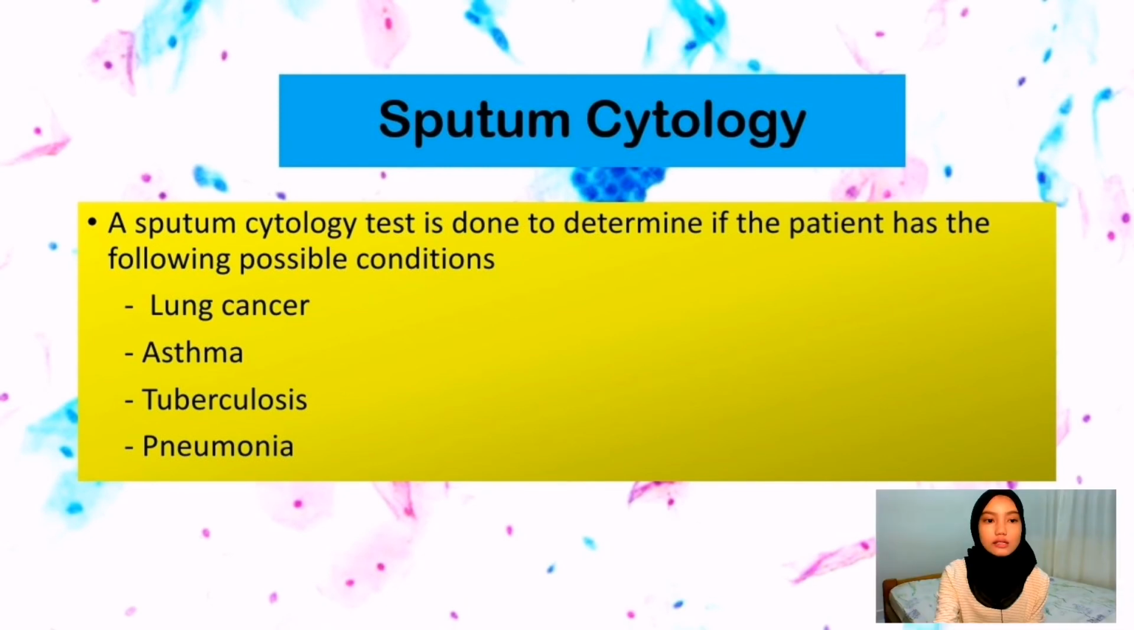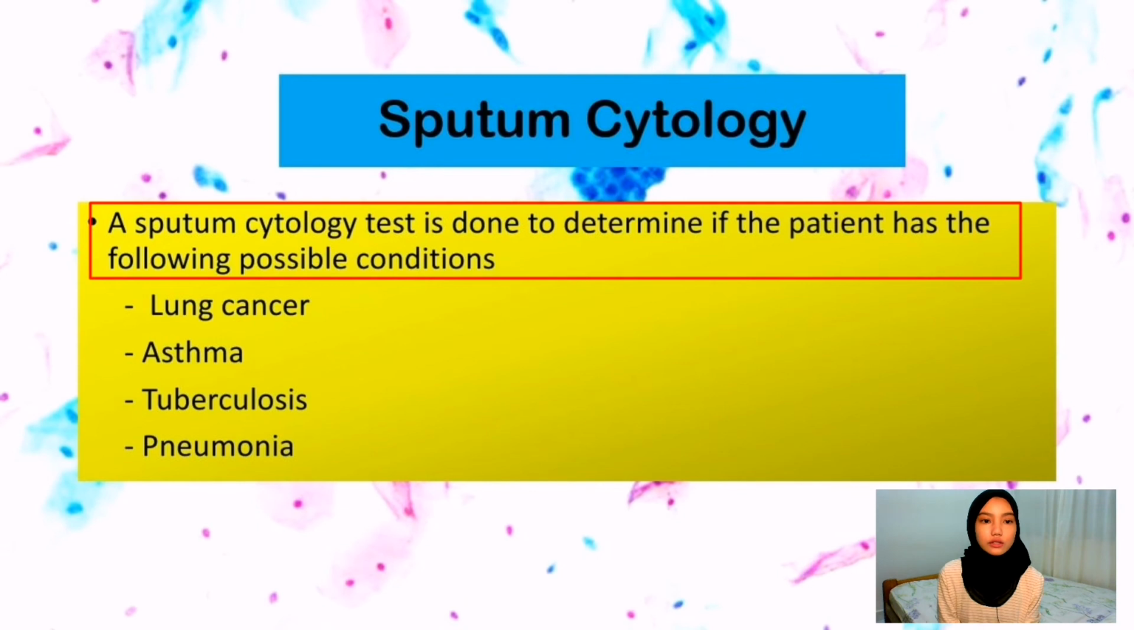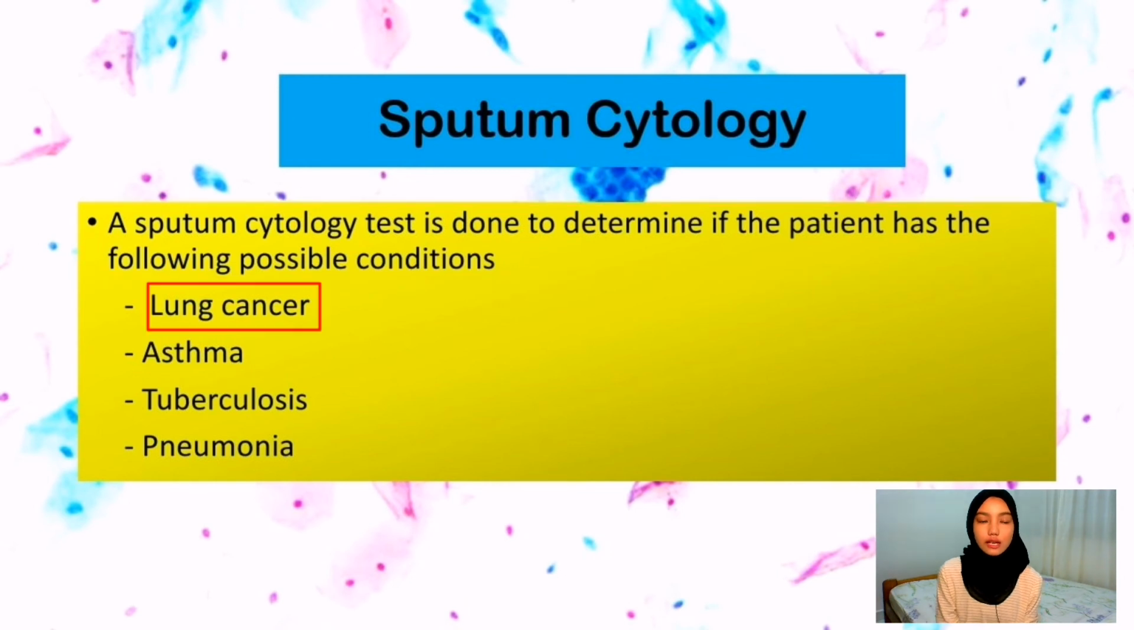The next is sputum cytology. A sputum cytology test is done to determine if the patient has the following possible conditions. First is lung cancer, then asthma, tuberculosis, and lastly pneumonia.